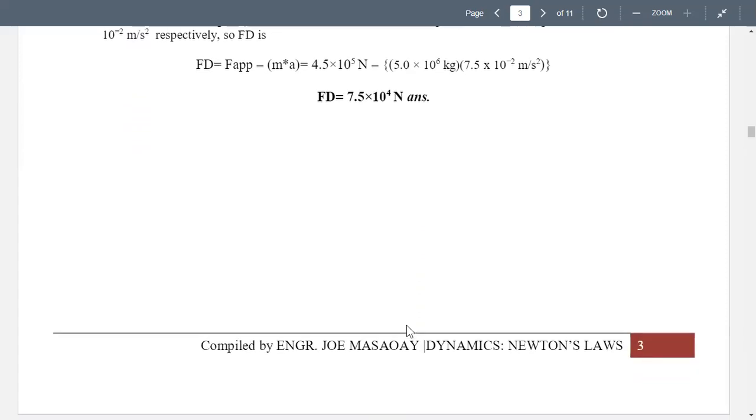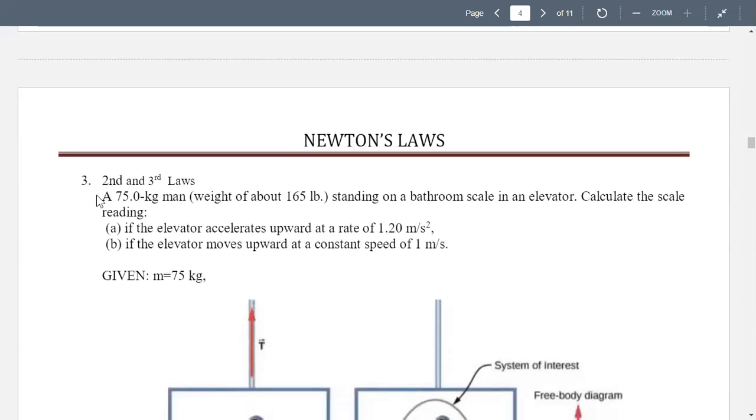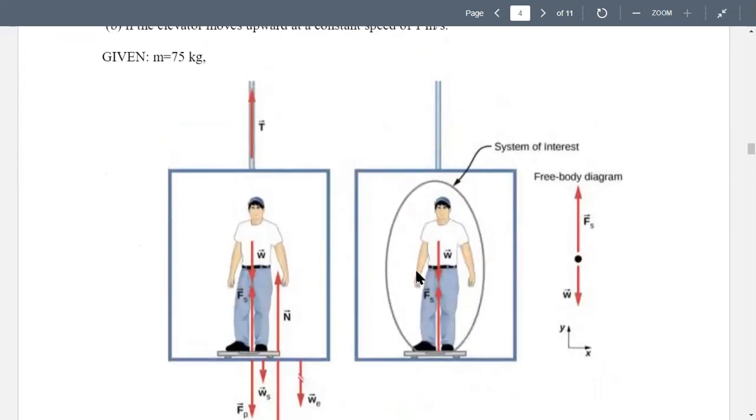Okay, let's proceed. We have a combination of second and third laws. A 75 kilogram man, weighing about 165 pounds, is standing on a bathroom scale in an elevator. Calculate the scale reading if the elevator accelerates upward at a rate of 1.20 meters per second squared. And then for letter B, if the elevator moves upward at a constant speed of 1 meter per second. We are given the mass of the man as 75 kilograms.